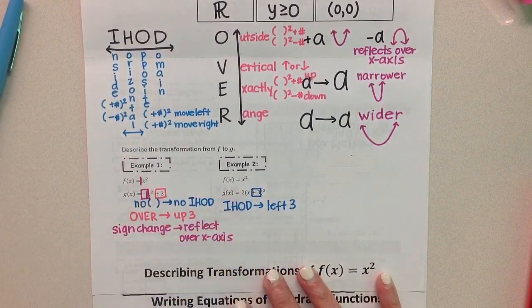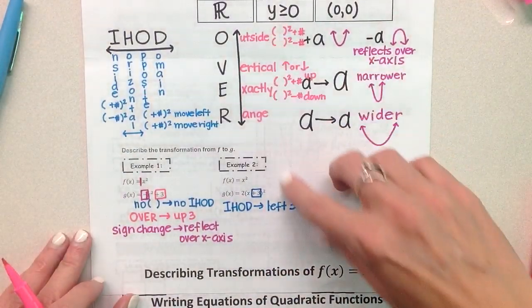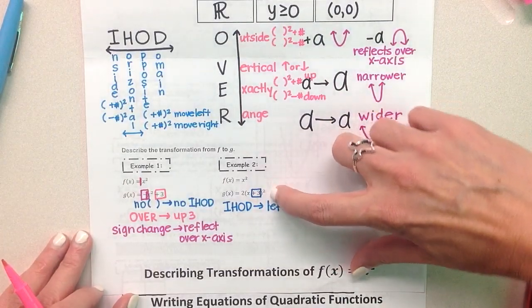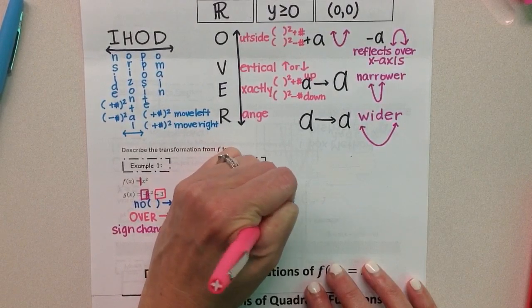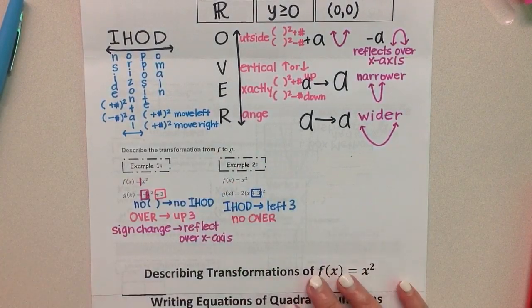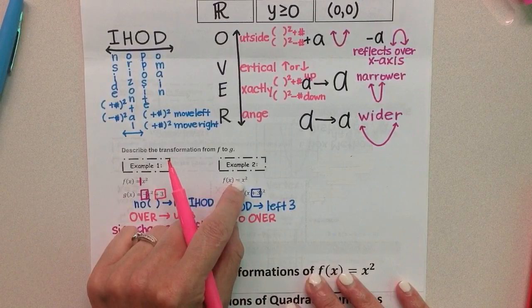Now I want to look for an outside number, an over number. So I want to look after the parentheses squared, and I don't see any number, so there is no over number. So this graph is not going to move up or down from its original location.